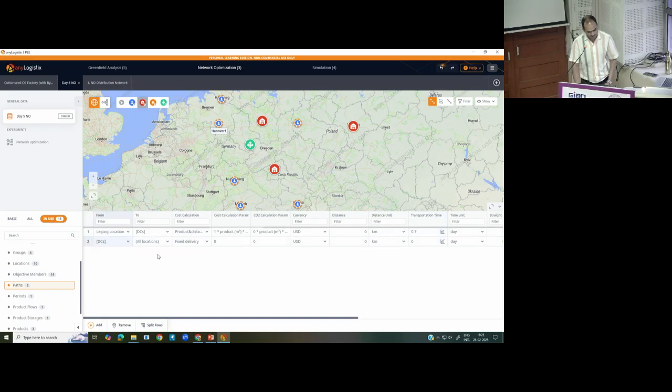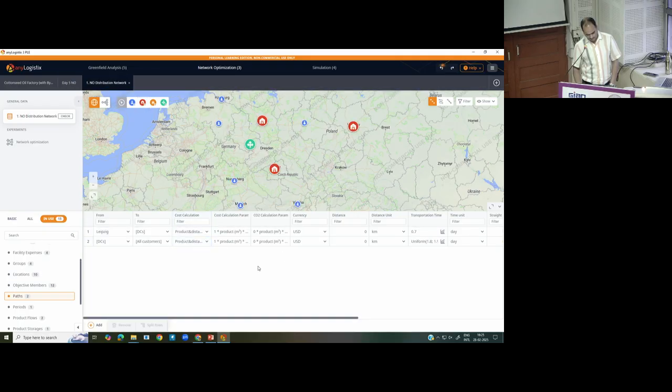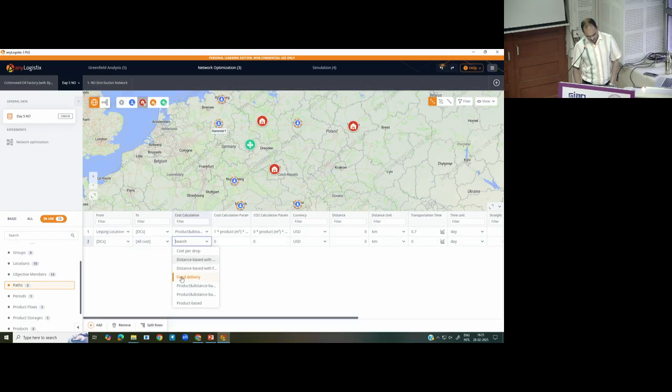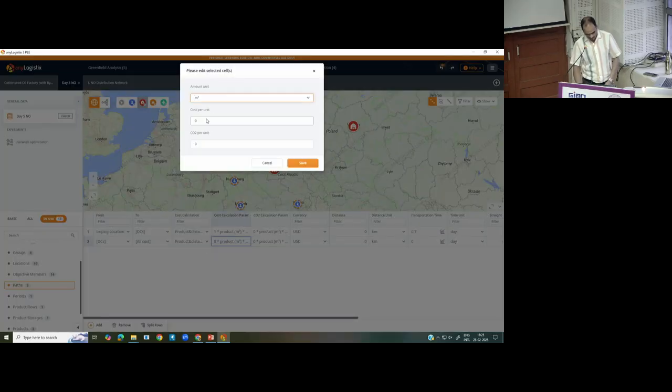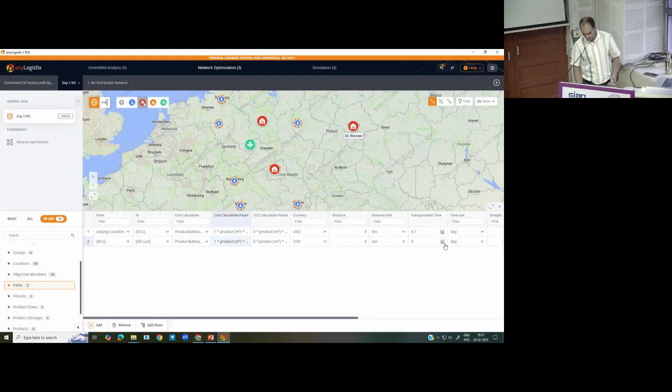Next path is from DCs to what? All customers. Then product, and what is the cost? Same cost or different cost? Product distance base, all customers, yeah, same. Okay, so DC to all customers, product and distance based, same, 1 USD per meter cubic.